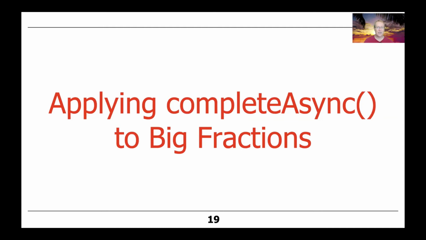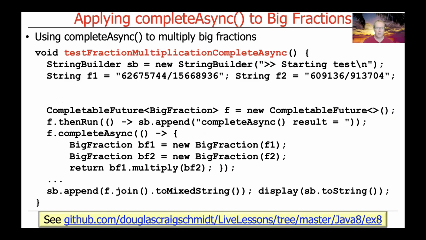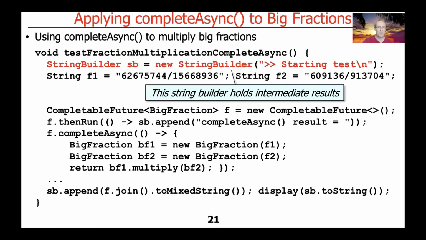Let's also then take a look at using completeAsync to perform big fraction operations. So we're going to use completeAsync in this case to multiply big fractions together. This particular example appears in my EX8 folder, and it was a little bit more complicated to come up with an example for this because, believe it or not, there's almost no documented examples of using completeAsync online anywhere. So I had to come up with one, and I think this is okay.